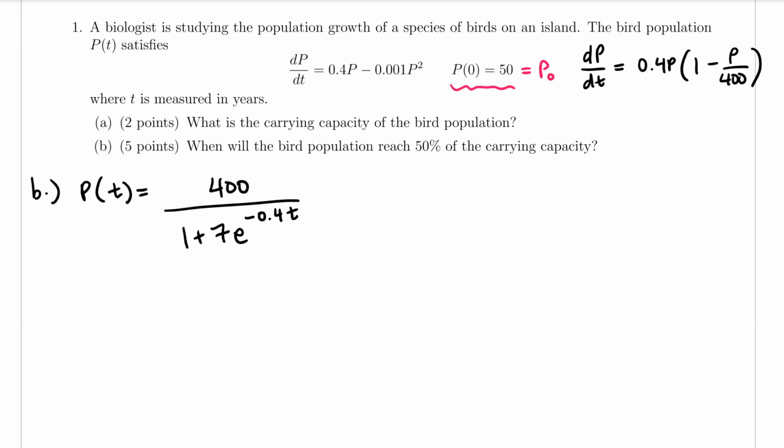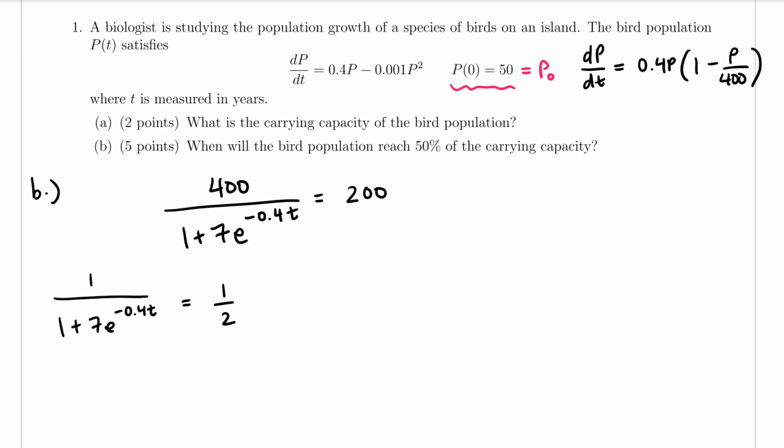So once again, here's our population function, and we want to know when the bird population will reach 50% of its carrying capacity. So what I'm going to do is replace P of t with 50% of the carrying capacity, which is half of 400, and so that's going to be 200. And in this question now, we'd like to solve for t. Now, in this equation, if I divided both sides by 400, I would get 1 over 1 plus 7 times e to the negative 0.4t is equal to 200 divided by 400, which is 1/2.